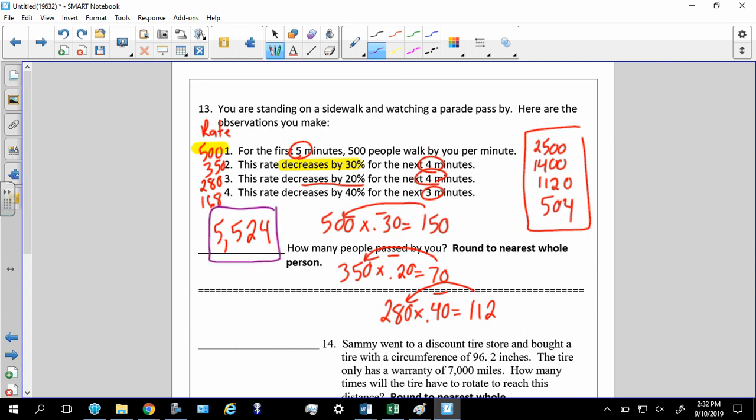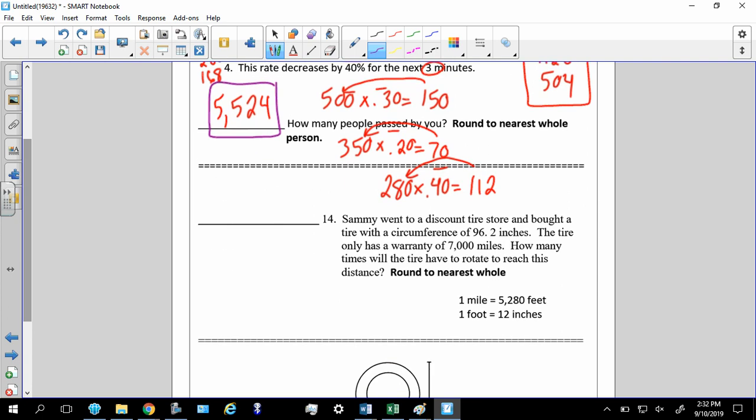All right, Sammy went to the discount tire store and bought a tire with a circumference of 96.2. The tire only has a warranty of 7,000. Man, this could make me tired. How many times will the tire have to rotate?